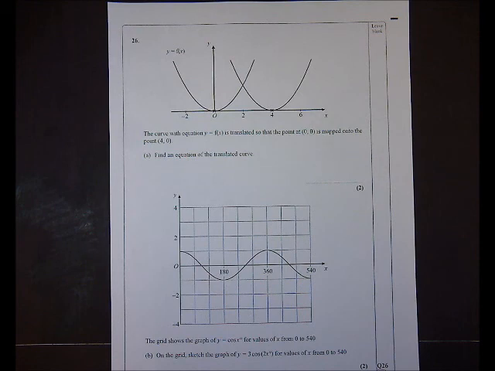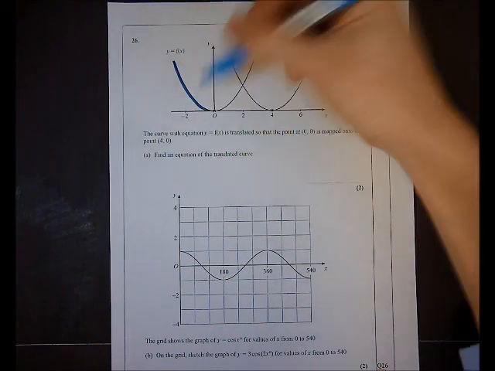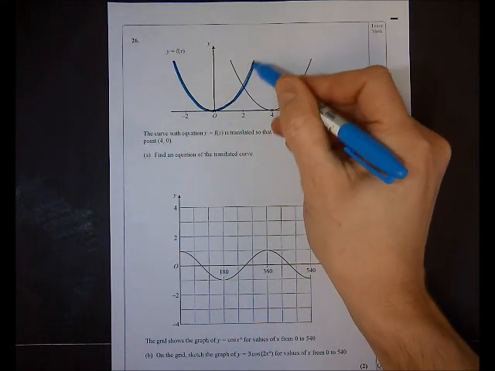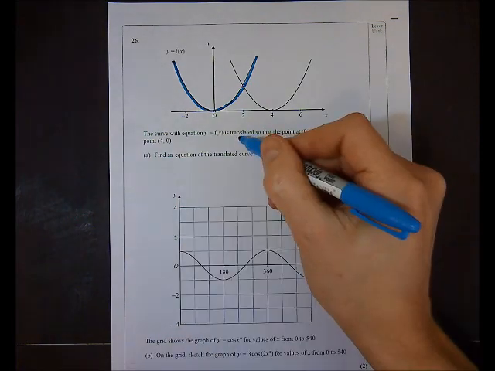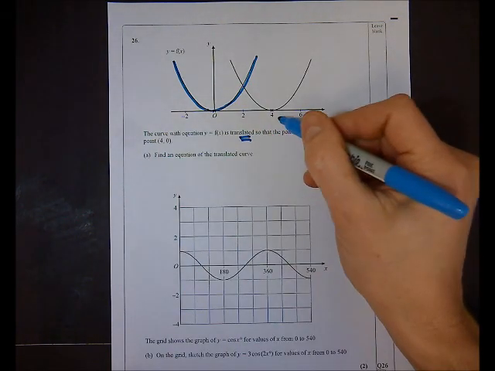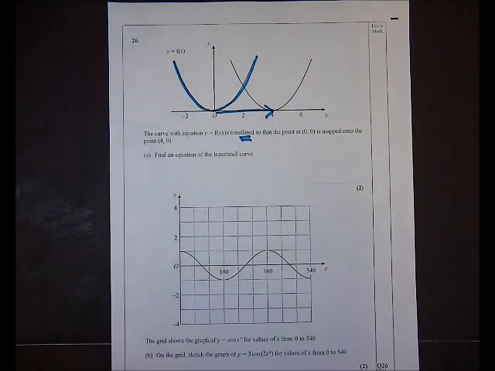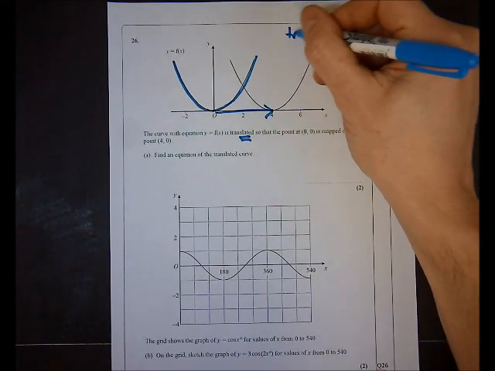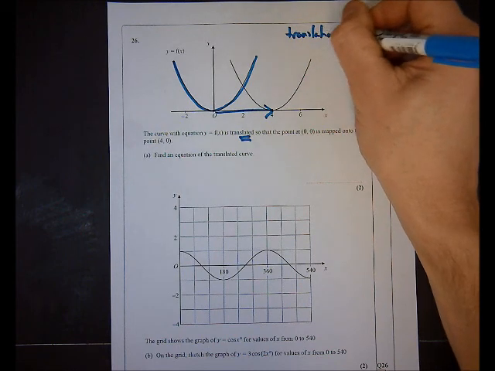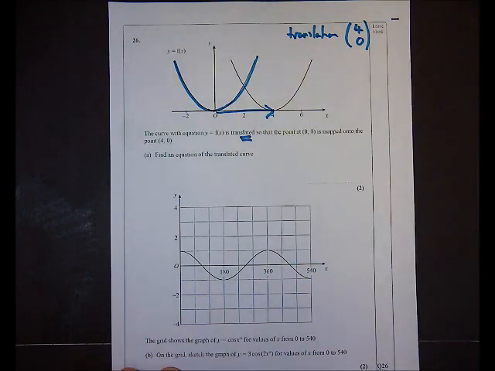On question 26, I'm given the curve equation y equals f of x, which is this curve here. I'm told that it's translated, which means the point 0, 0 is mapped onto 4, 0. So it's moved from here to there. So that's a translation of 4 to the right, 0 up and down. And I'm asked to find an equation of the translated curve.